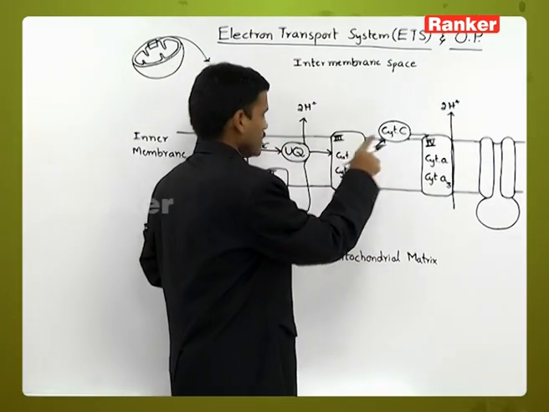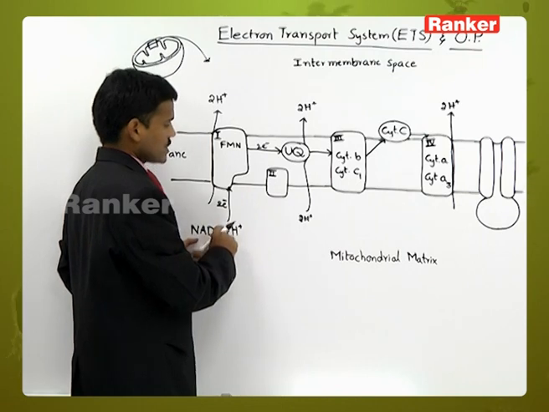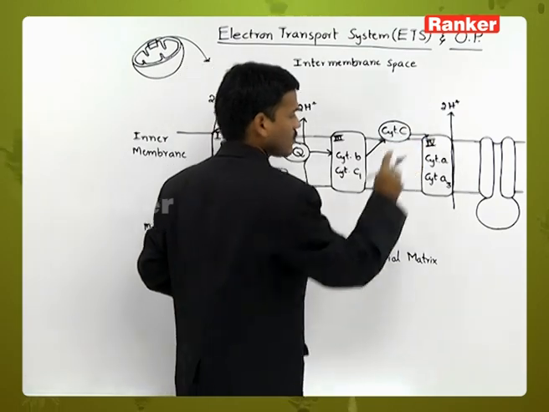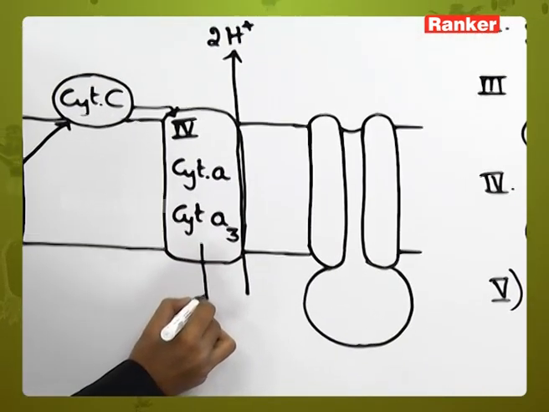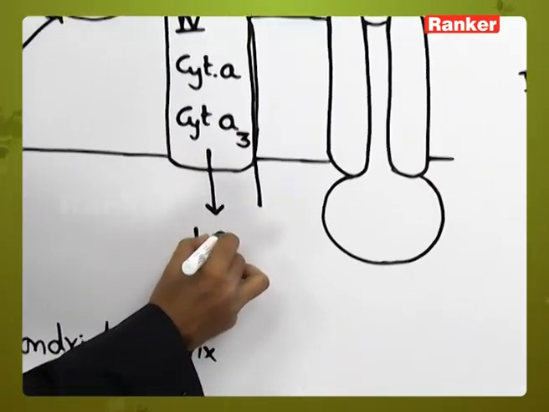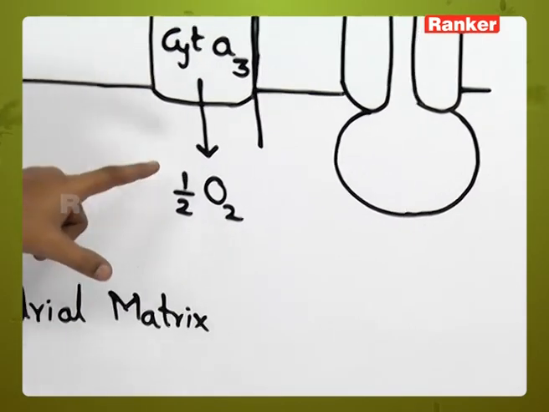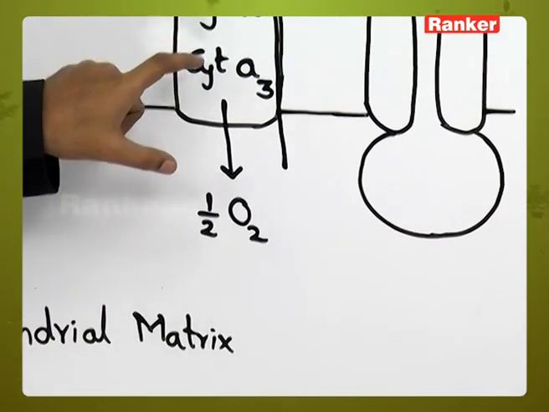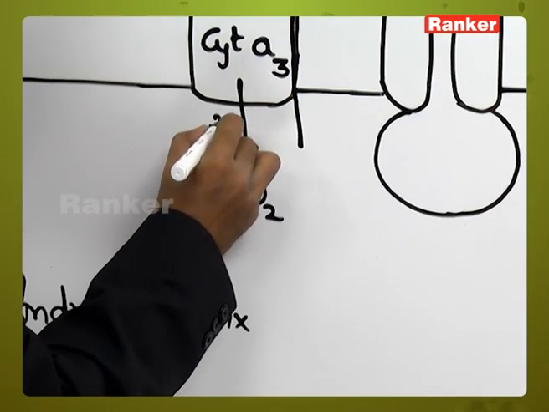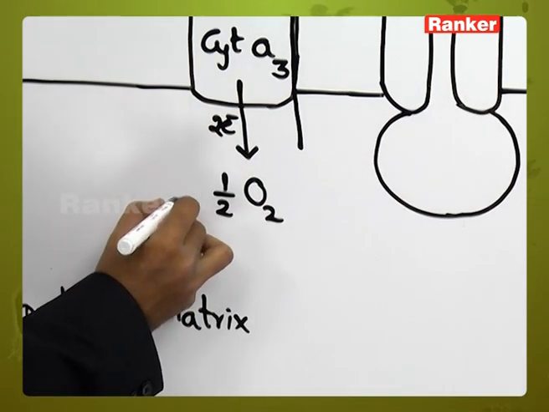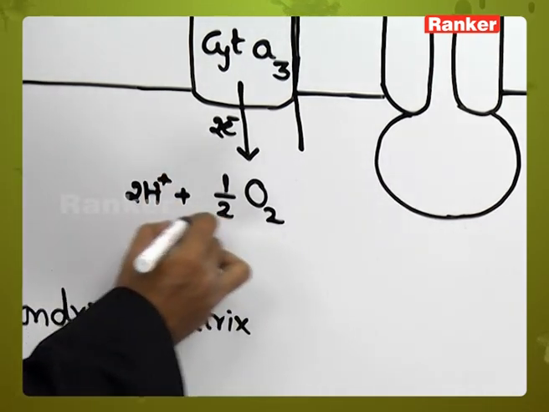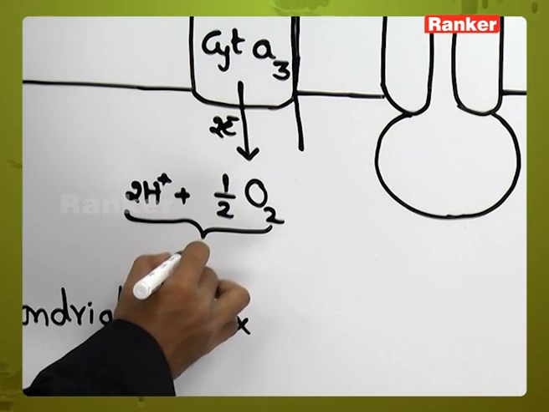So the electrons released from NADH are moving from the first complex to ubiquinone, the third complex, cytochrome C, and the fourth complex. At last, the electrons are received by half a molecule of oxygen. So it is taking electrons from cytochrome A3, two electrons and two protons from the mitochondrial matrix. Here water is formed, one water molecule.